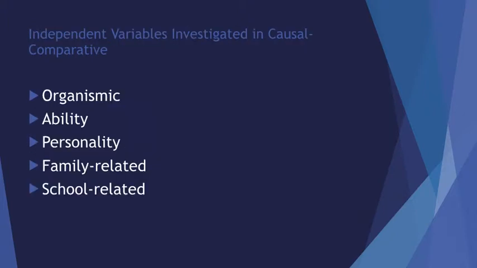At this point, one may be wondering, what are some independent variables that are investigated in causal comparative research? There are 5 that I like to present. 1, organismic. 2, ability. 3, personality. 4, family related. And finally, 5, school related.